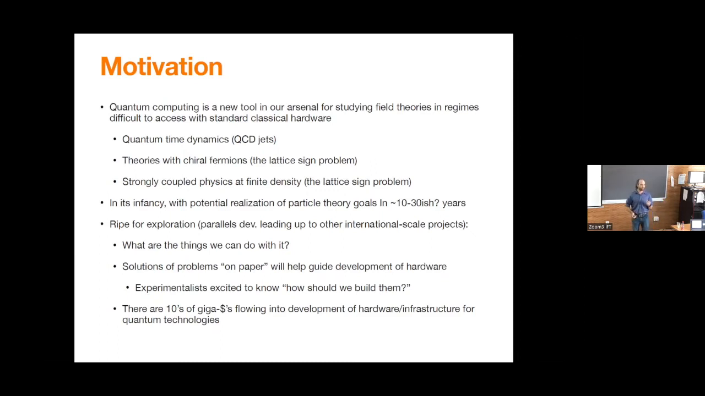Additionally, there are particular kinds of interesting field theories, maybe beyond the standard model, where we have difficulty understanding the predictions in the strongly coupled regime because of what we call the lattice sign problem, which I'll give some details on. So theories with chiral fermions, for example, are problematic. Additionally, strongly coupled theories at finite density are difficult to study using classical hardware, where again the lattice sign problem crops up, and we're unable to, for example, figure out what QCD looks like at very large baryon density.